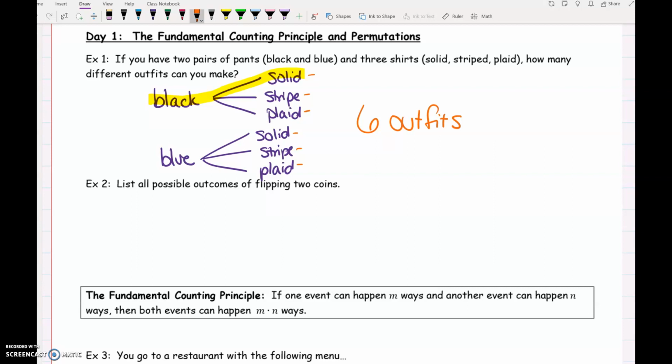A student just brought up a really good point. They very, very frequently have questions like this on the ACT. This is how you do this. Now, it takes a long time to draw this tree diagram out.